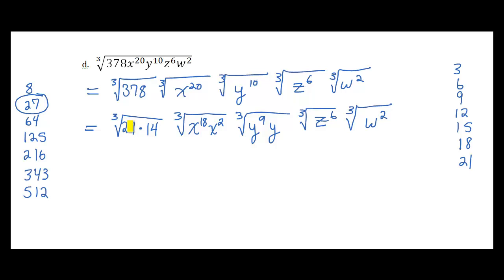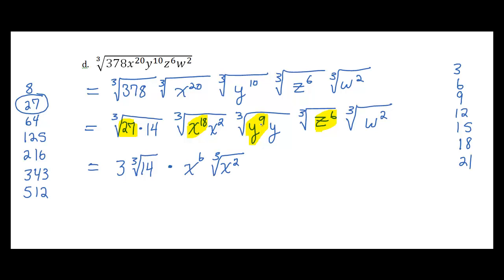Notice we have a lot of perfect cubes here. There's one there, there's one there, one there, and one there. They don't belong under the radical, so that means we can simplify them. The cube root of 27 is 3. Still going to be left with the cube root of 14. The cube root of x to the 18th, 3 goes into 18 6 times. So I have x to the 6th times the cube root of x squared.